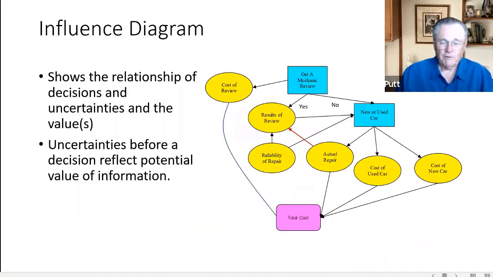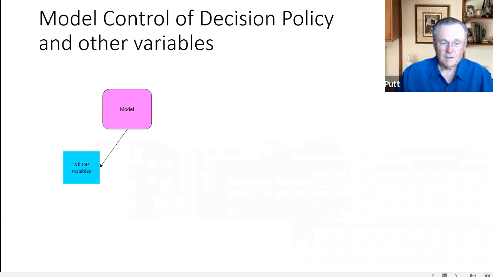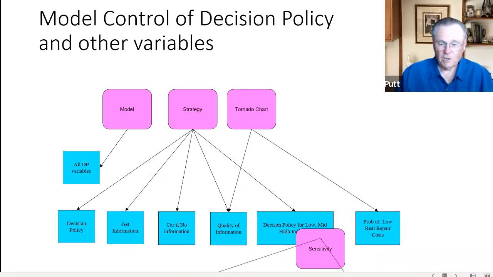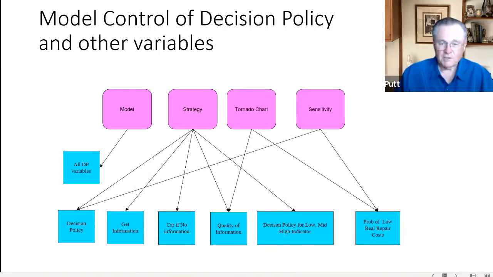Just as a quickie refresher, this problem is about buying a new or a used car and whether you get an inspection beforehand if you're going to buy the used car, and if you get the inspection, whether you're going to buy a new or a used car depending upon the results of that inspection. We're going to minimize total cost. So here was the model. Second video, I worked on the strategy. In the third video, we did tornado charts. And in the fourth video, we're going to do sensitivity to different variables. So let's flip over to the model.